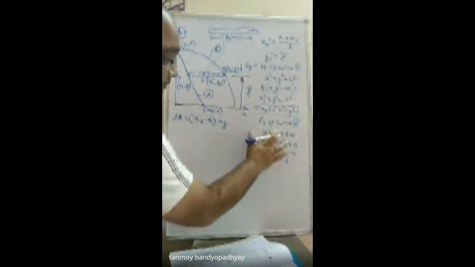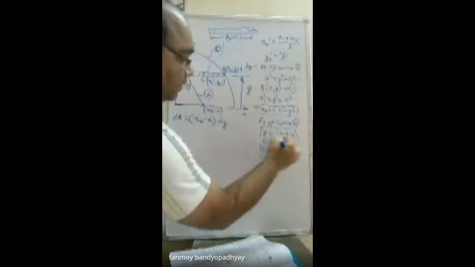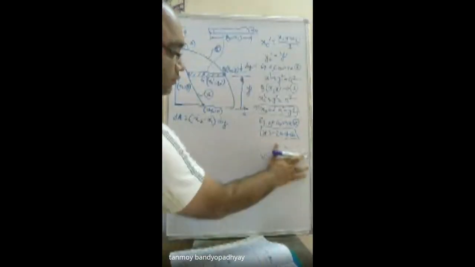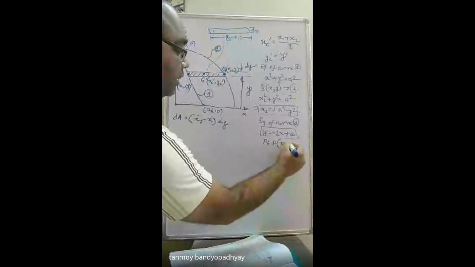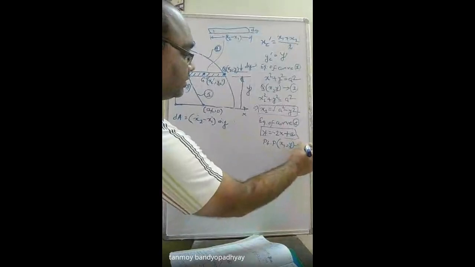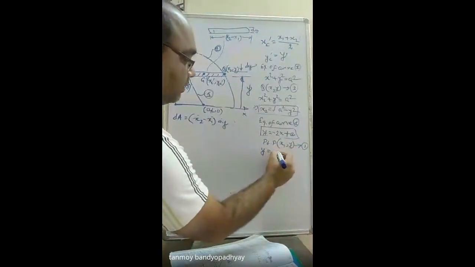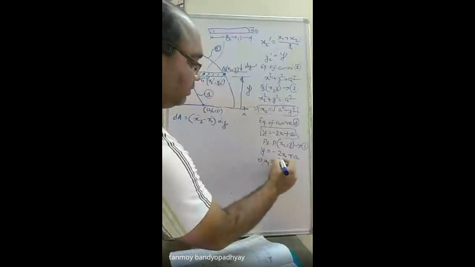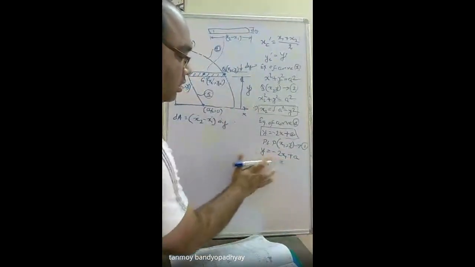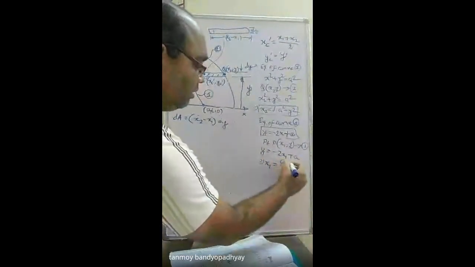So this is minus 2x plus a, which is the equation of the curve 2. Okay, now the point P, having coordinates x1 comma y, lies on the curve, so if I put it here, y is equal to minus 2x1 plus a, so x1 will be equal to a minus y divided by 2.